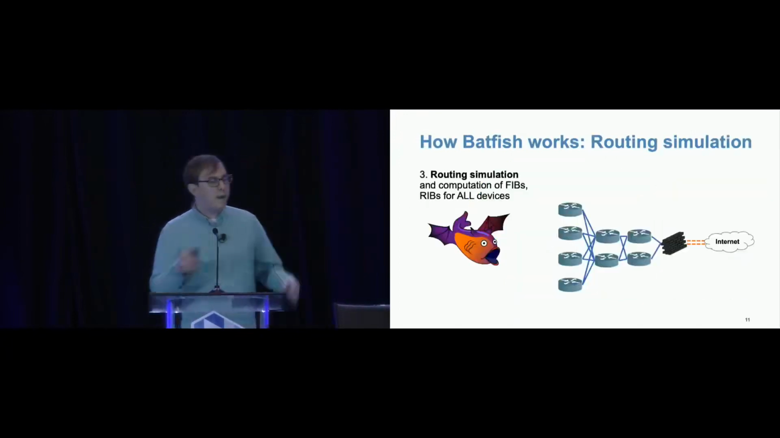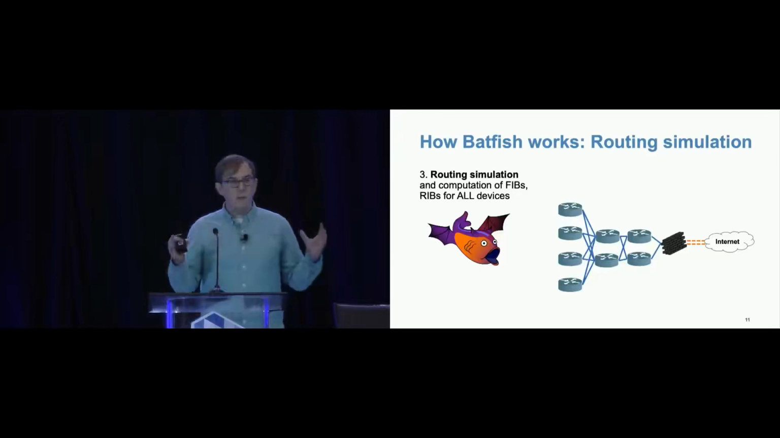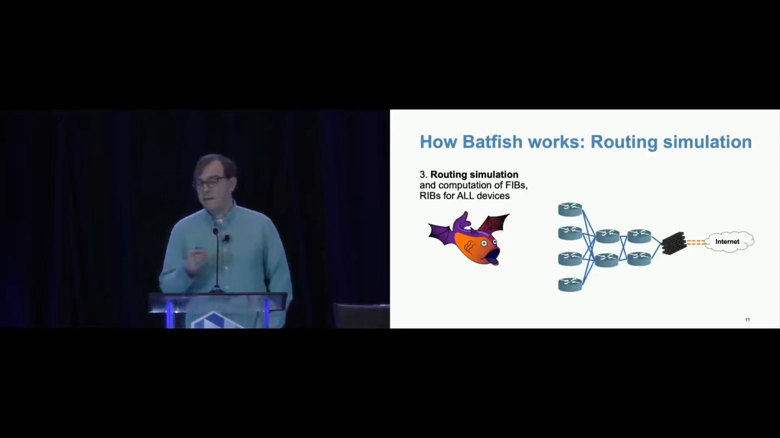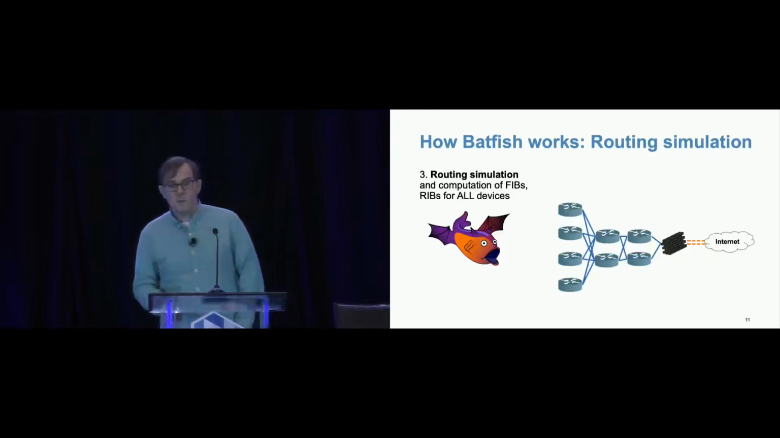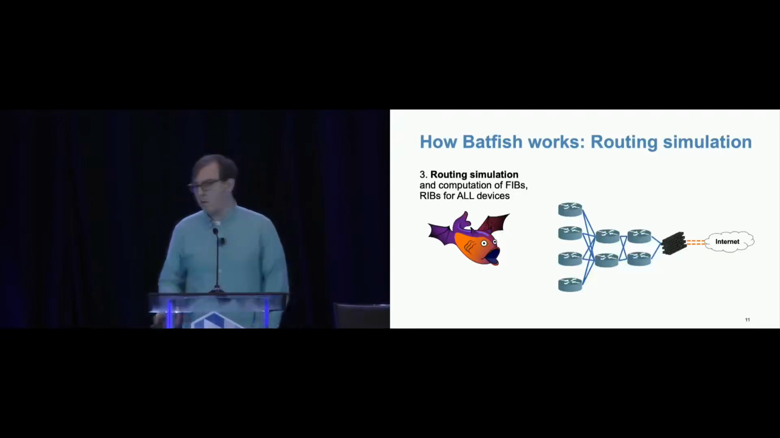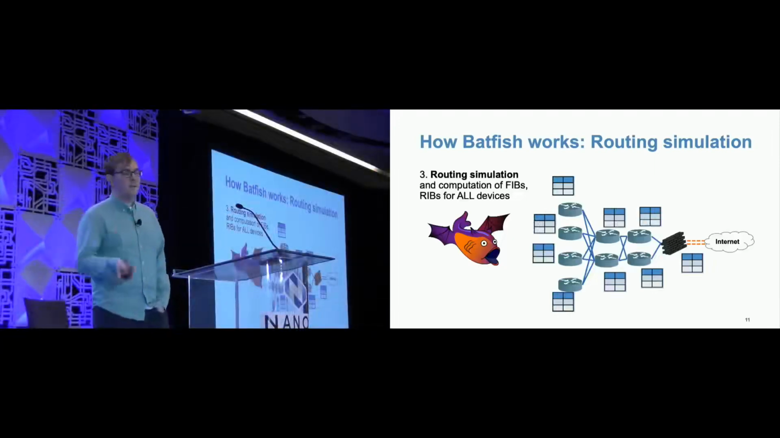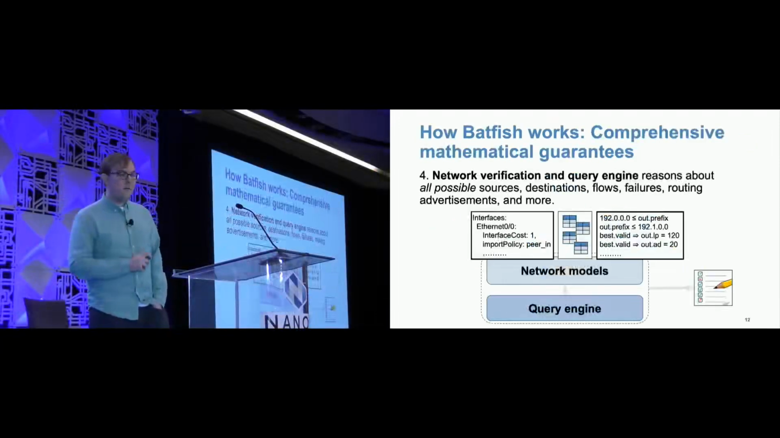Now that we've done this, we have a unified model of all of your network's devices. We know how they're connected, and now we can do a routing simulation. So we actually go through and simulate the routing of all the protocols that you're running in your network. We get the ribs and fibs for all devices. And now we know how traffic will flow through your network.